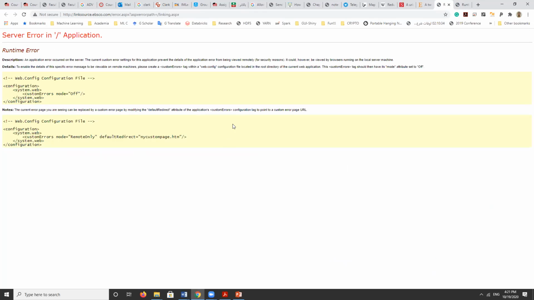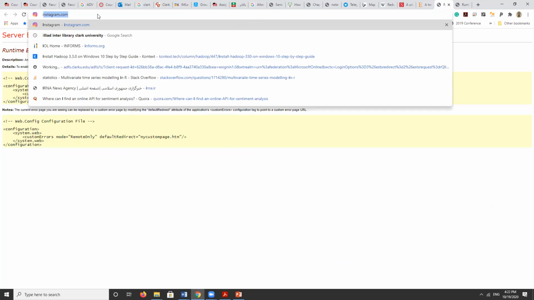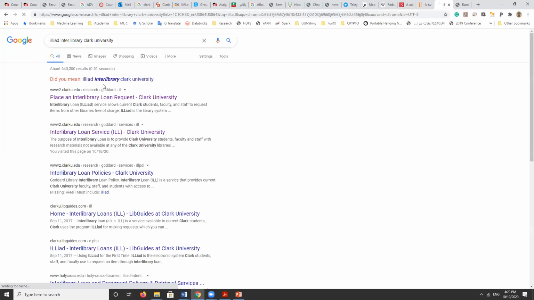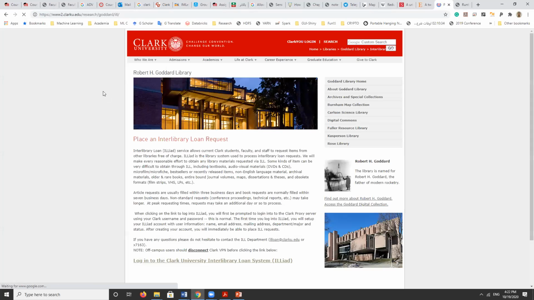One of the things that the university helps you with is the ILLiad system, which is the Interlibrary Loan system, at Clark University. You can place a request through this link and ask the university to search for the paper. They search for it and email the link to you so you can download it.